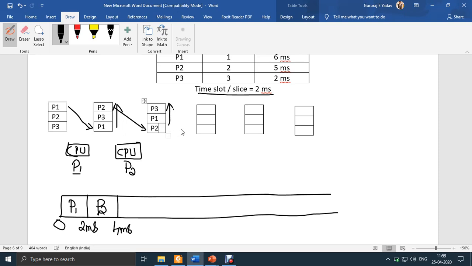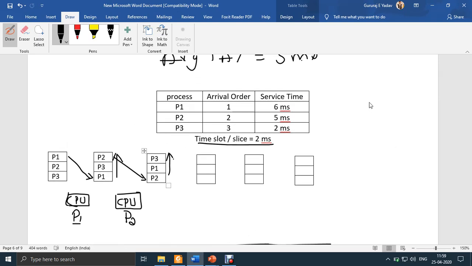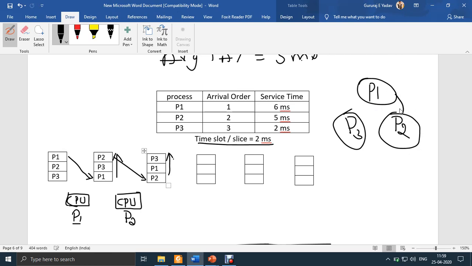Hope you are getting this. This is round robin because there are only three processes. If you simplify the diagram, it is P1, P2 and P3, only these three processes. They will be given the chance in a circular order. So after P3, P1 will again get its chance to execute.